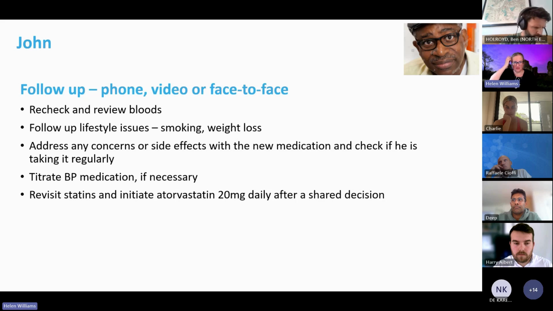Address any concerns or side effects with the new medication, make sure he's taking it regularly, and increase the dose if it's appropriate depending on the drug. This would be the time, I think, to revisit statins and hopefully be able to initiate atorvastatin 20 milligrams daily after a shared decision, which would be in line with NICE guidance.